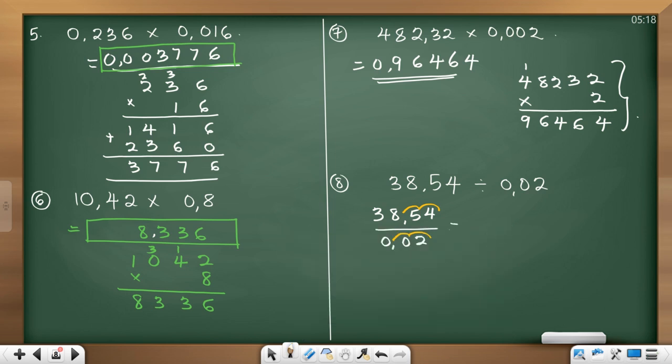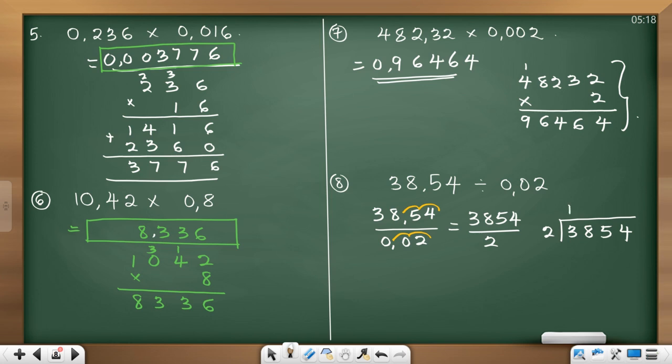And what will that be? If I jump twice, it's going to be 3, 8, 5, 4. Which is now easy to divide because my denominator is now a whole number. 3, 8, 5, 4.